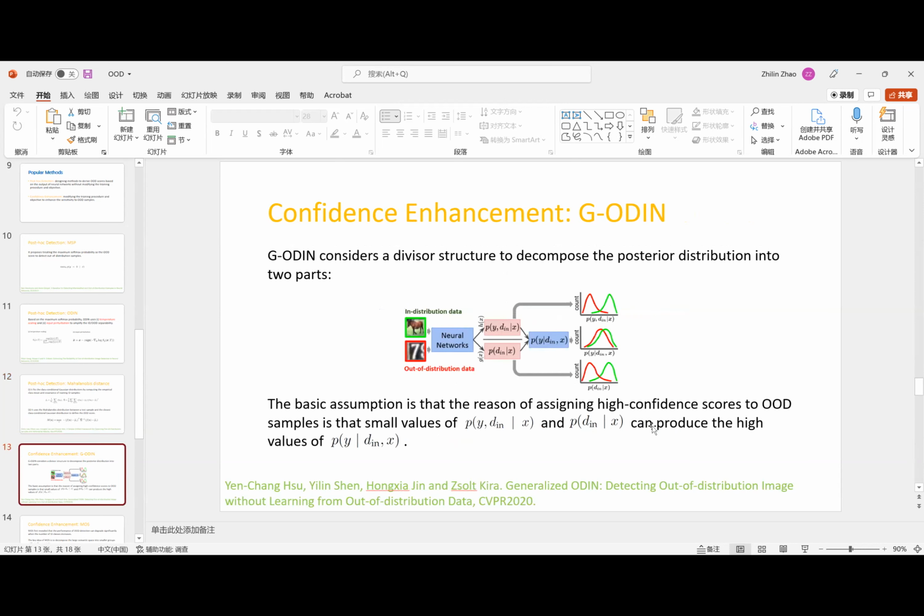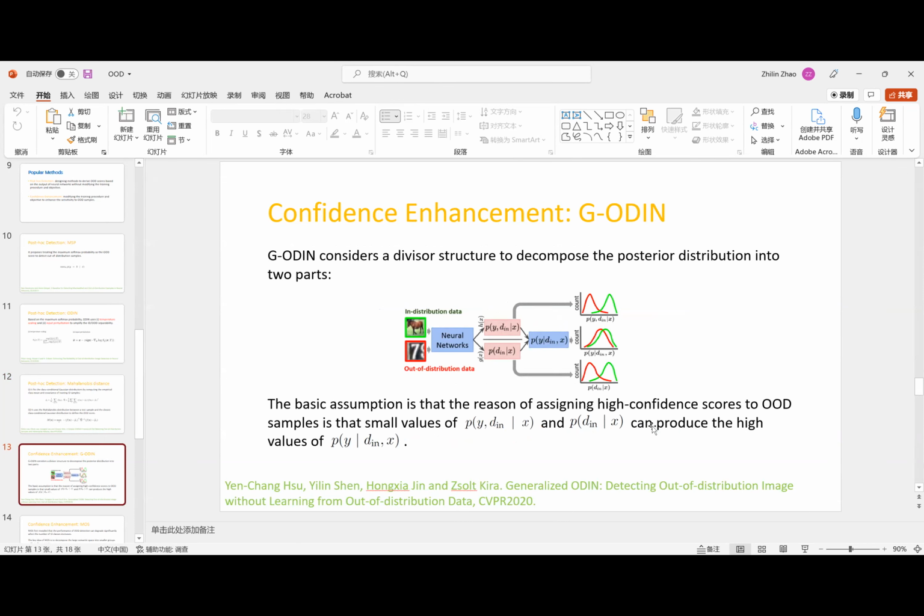Okay, different from the previous three methods, I will now show you some methods for improving the OOD sensitivity of the network by retraining it with some strategies. The first method is called GODIM.